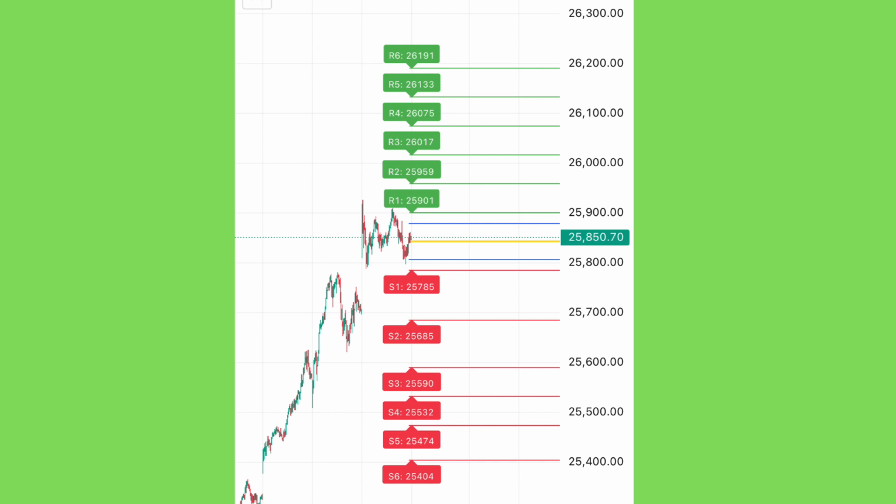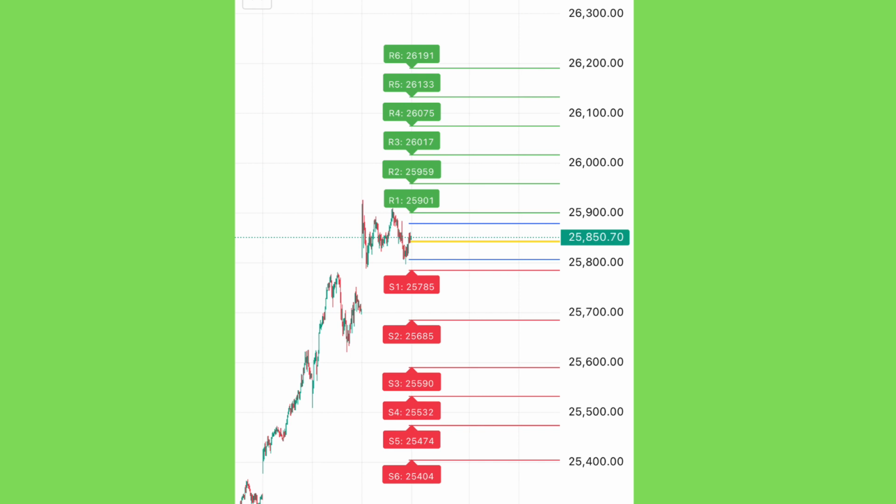Let's talk about the upside first, the bullish scenario. The immediate key resistance on the chart is R1 at 25,901. If Nifty manages to break and sustain above the 25,900 mark in the first 15 to 30 minutes, it's a clear signal for the bulls to take control. Your immediate bullish target would be R2 at 25,959, and then the crucial psychological level of R3 at 26,017.